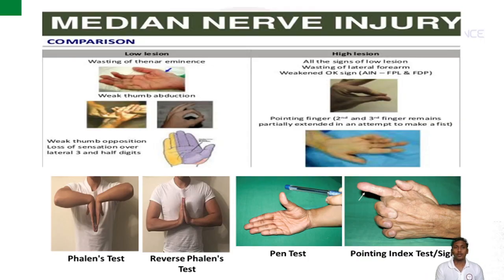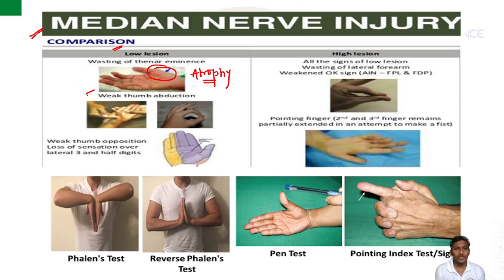Moving further, if I talk about median nerve injury, if there is a low lesion to the median nerve at the level of the wrist, then that can first of all lead to wasting of the thenar eminence, and this wasting is due to denervation atrophy. So please remember, there would be atrophy of the thenar eminence muscles first of all.